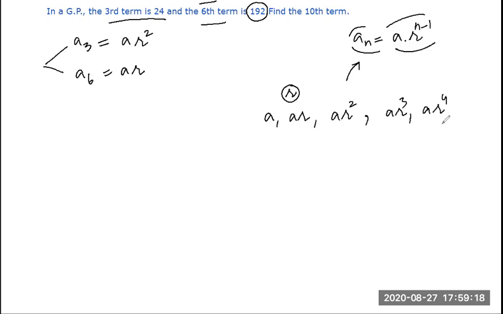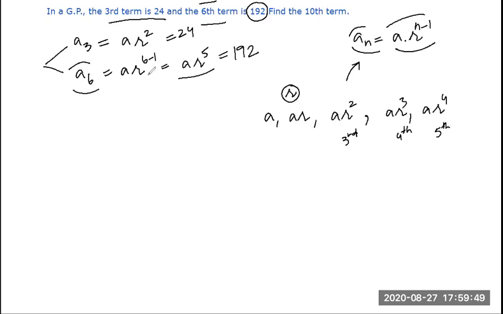So if I say fifth term, we subtracted 1 from 5. If I say fourth term, you subtracted 1 from 4. If I say third term, you subtracted 1 from 3. That's why, what will be the sixth term, Arjinder? AR raised to power 5. Yes, 6 minus 1. So the third term is equal to 24 and the sixth term is equal to 192.